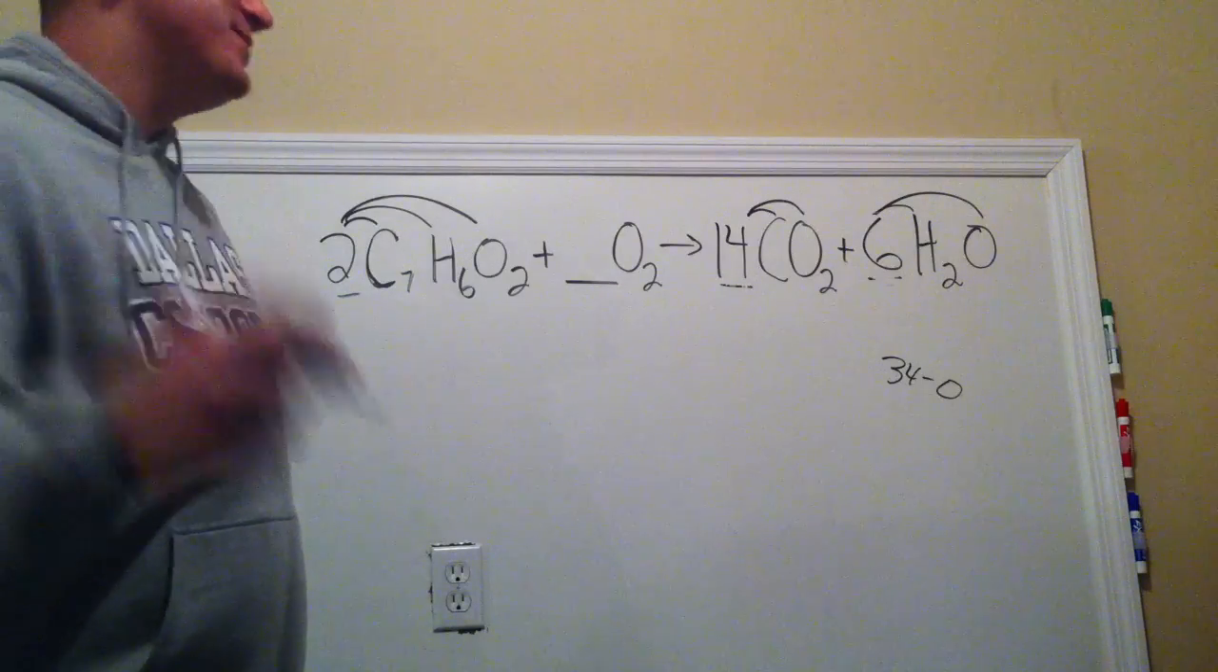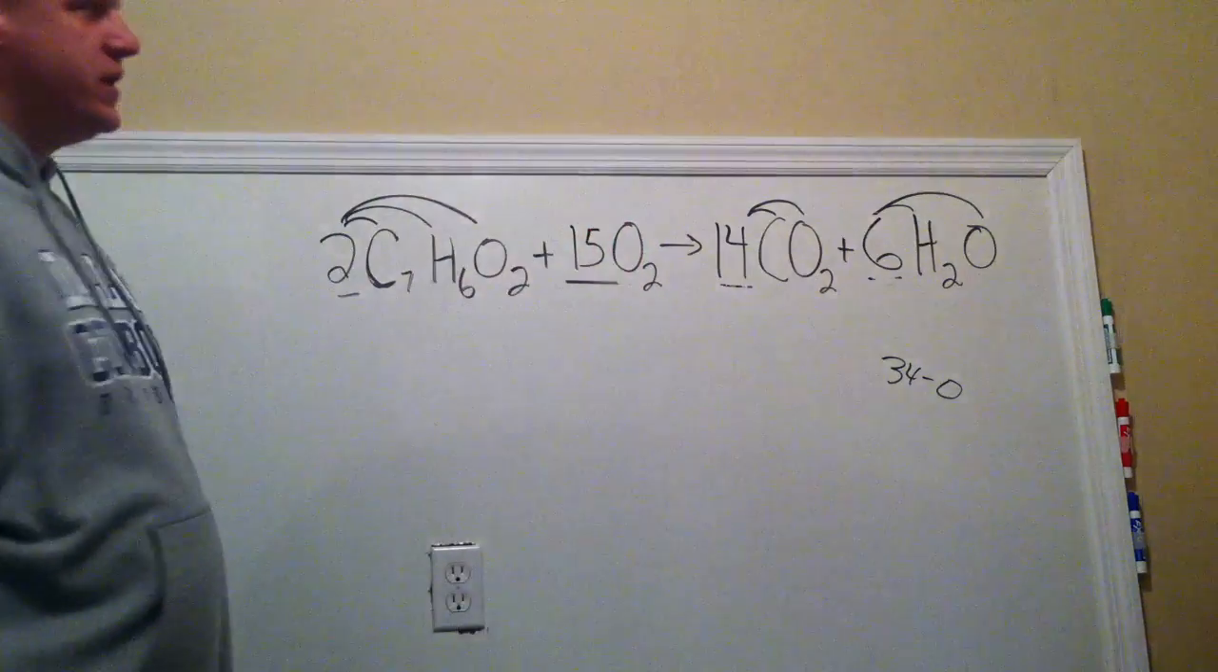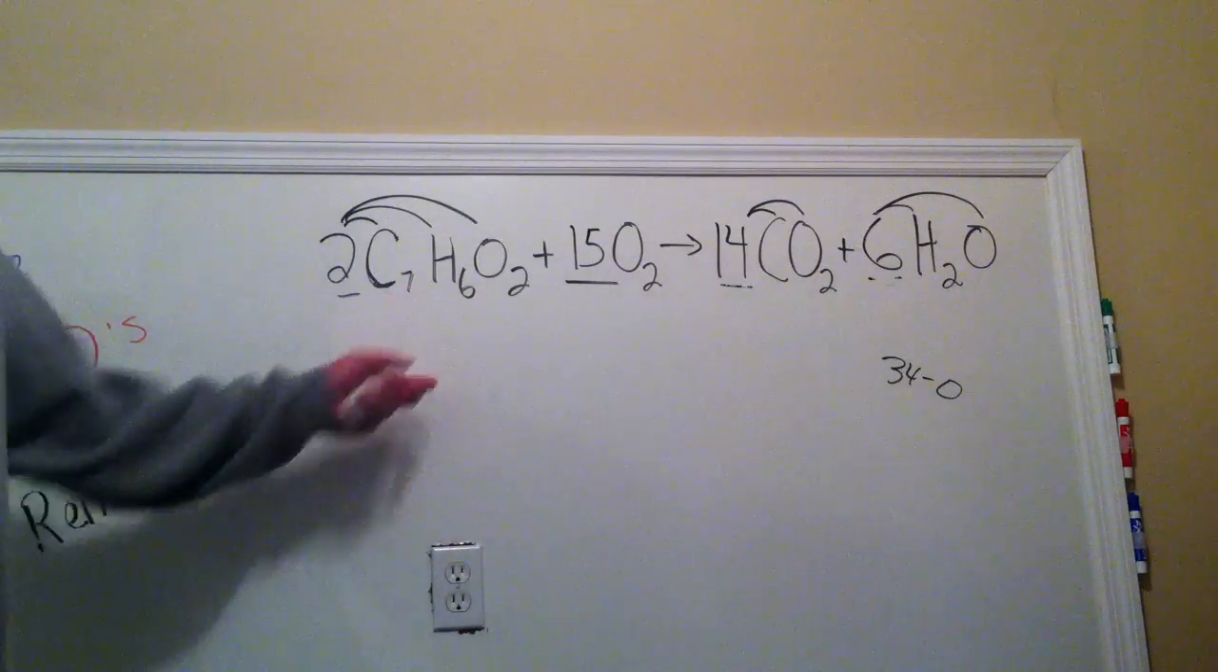Anyways, yeah, 2 times 15 is going to give me 30. So now I have 34 oxygen and 34 oxygen on that side. So this one is balanced.